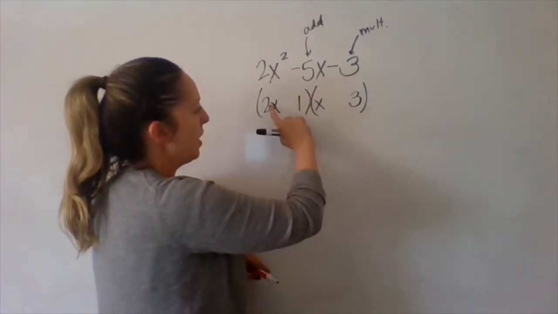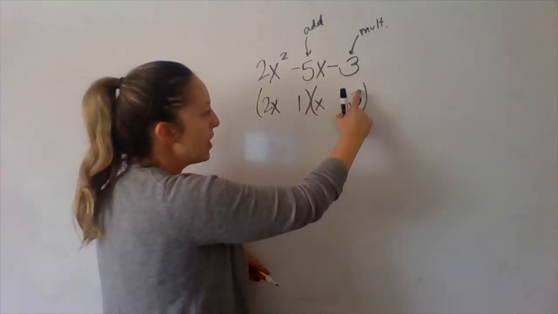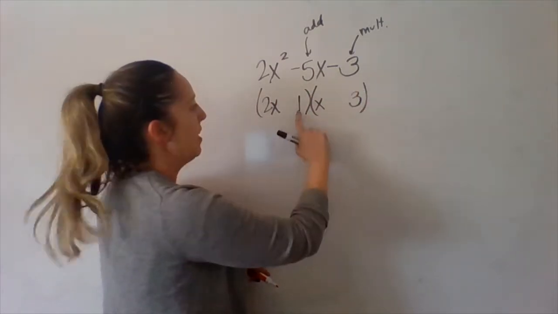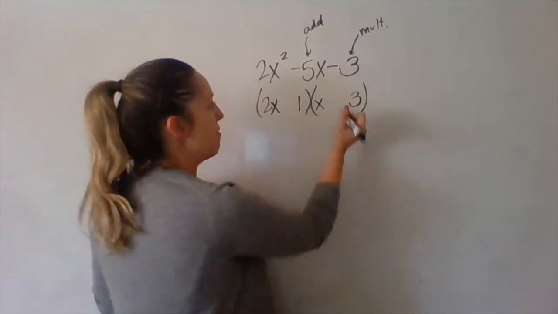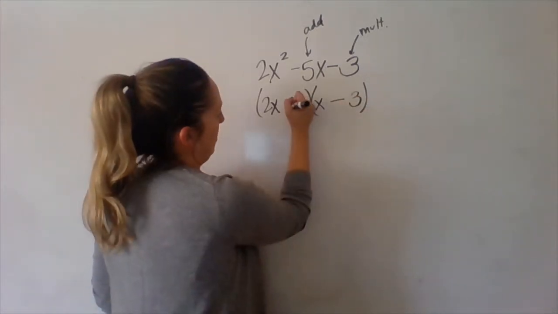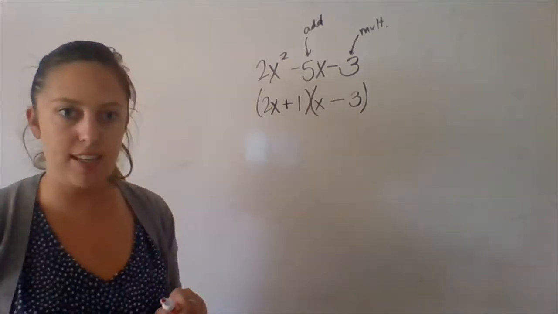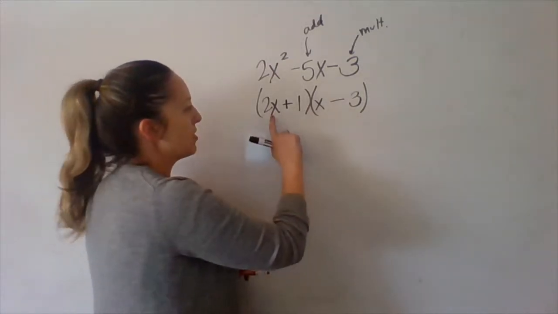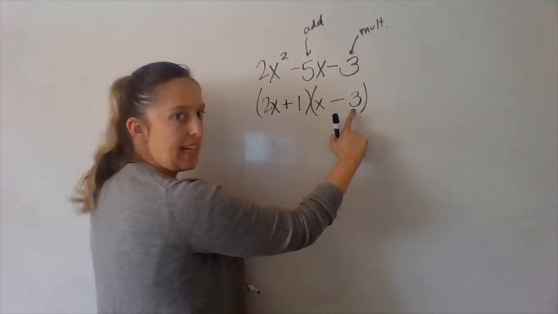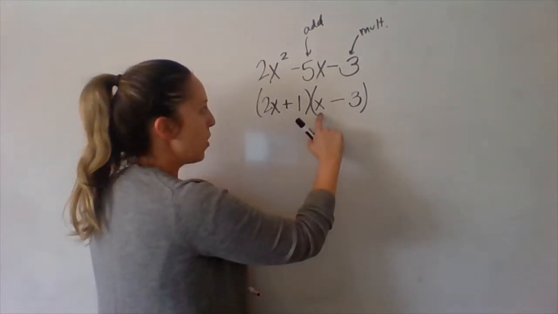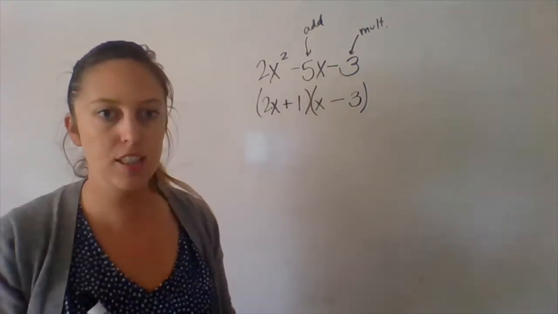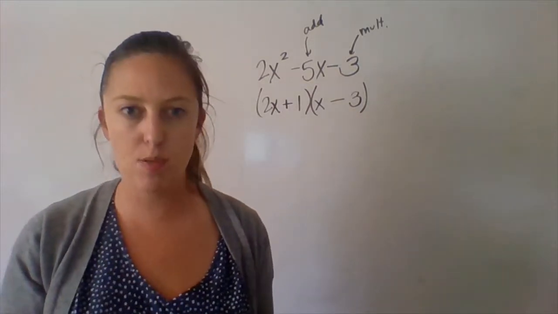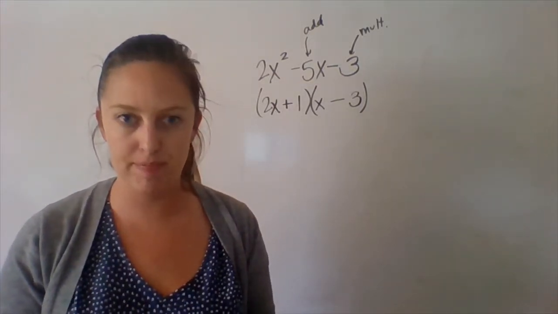I have 2x squared. I have 2x times 3 would be 6x, and 1x. 6 and 1 can give me negative 5 if the 6 is negative, which means this 1 has to be positive. Okay, and double check your signs. If I factor this out, I would have 2x squared minus 6x plus 1x, which would give me negative 5x, minus 3, which matches. Okay, so that's the most common way that we're going to factor a trinomial.